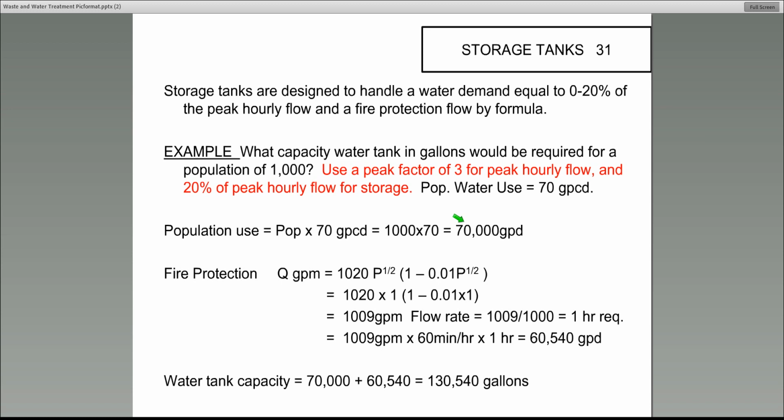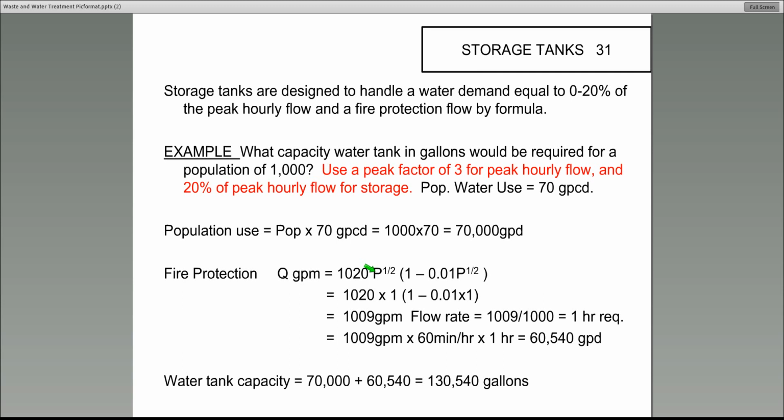And then after you have that number, you go to the fire protection formula. The fire protection formula has been developed by insurance companies across the United States to make sure that you have an adequate water supply for any type of fire emergencies. So the formula is 1020 square root of P times 1 minus 0.01 times the square root of P, and the P is in thousands.